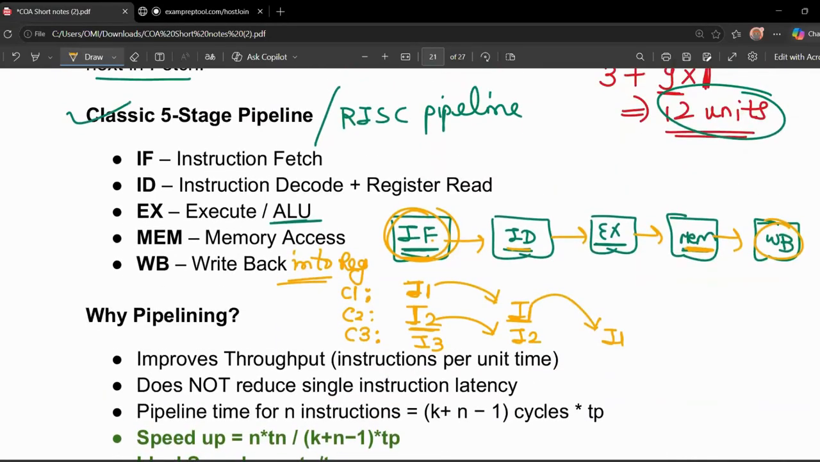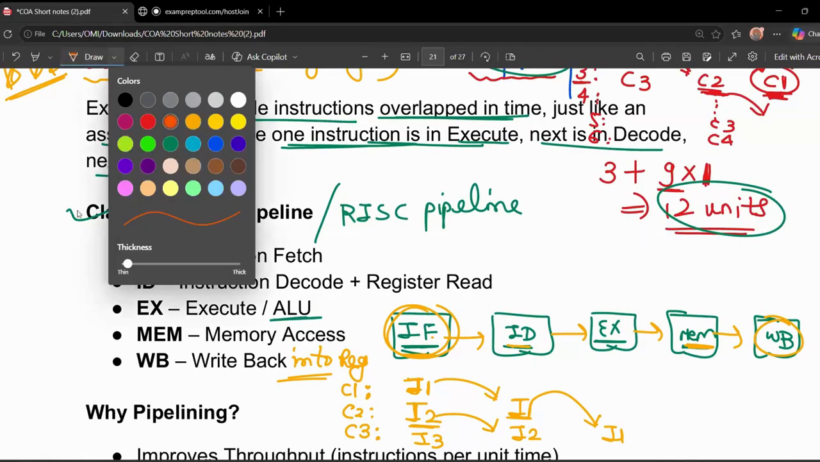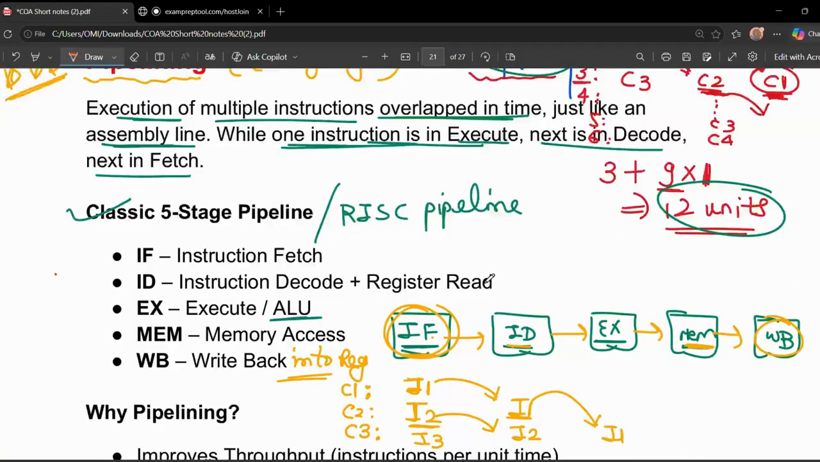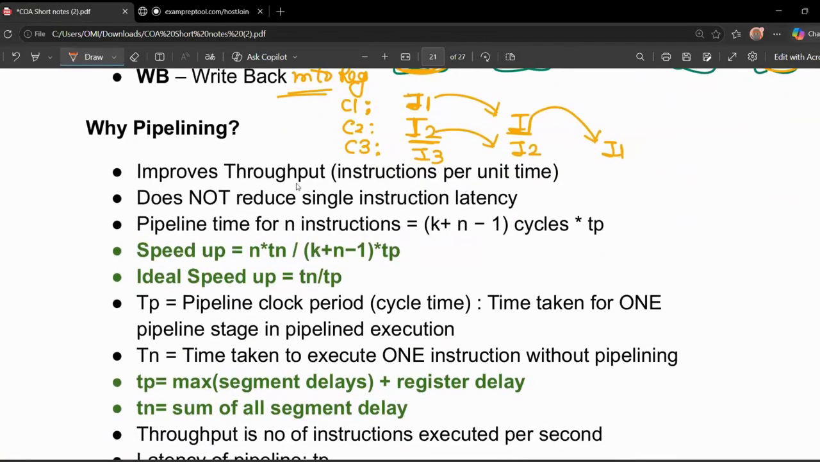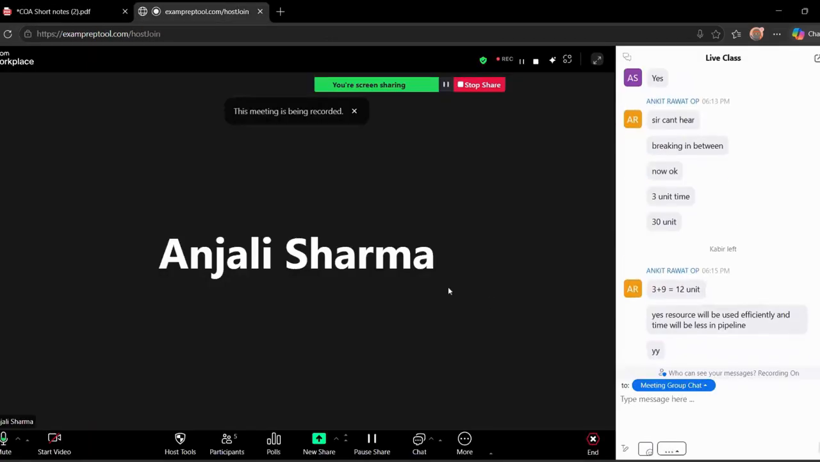So till now, it's clear why we are using pipelining. Why pipelining? It improves the throughput, right? Throughput means instructions per unit time. Like per unit of time, multiple instructions can be executed, right? Multiple instructions can be executed.